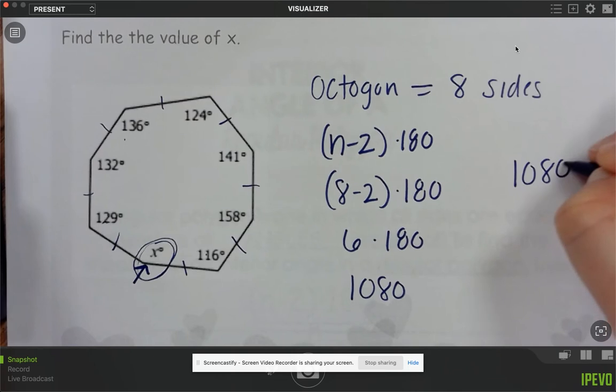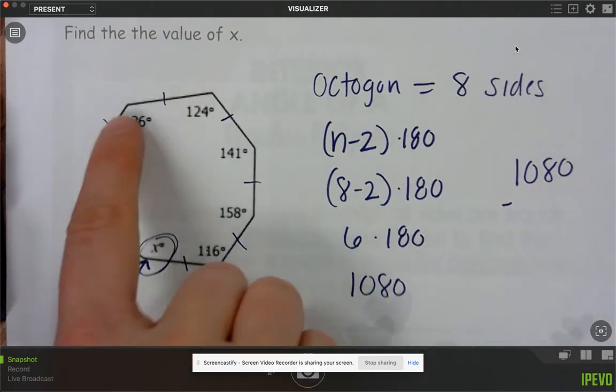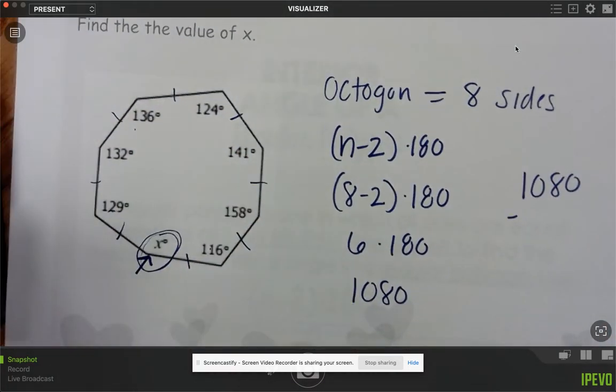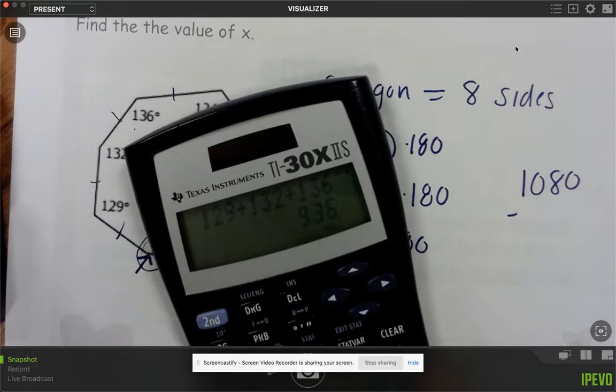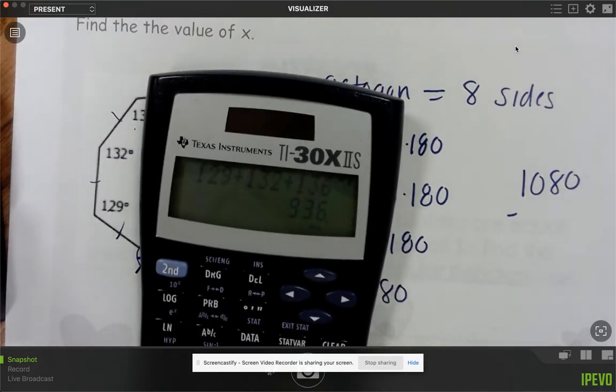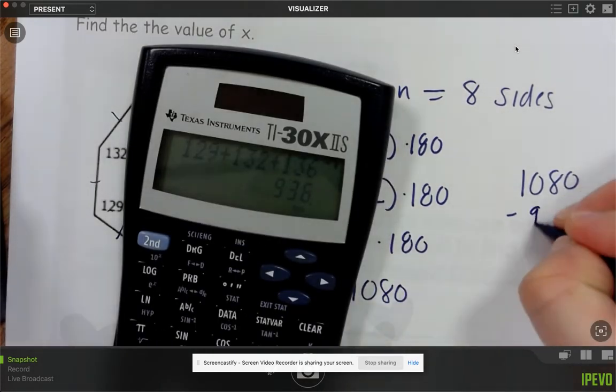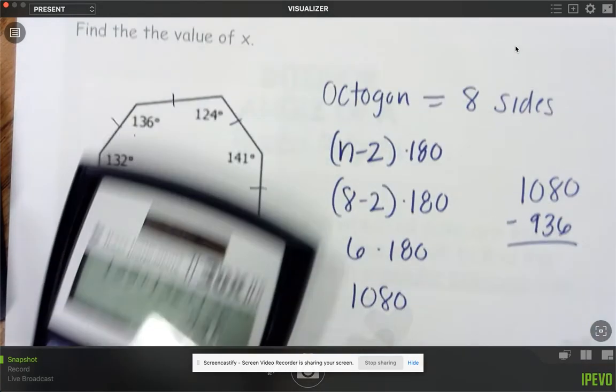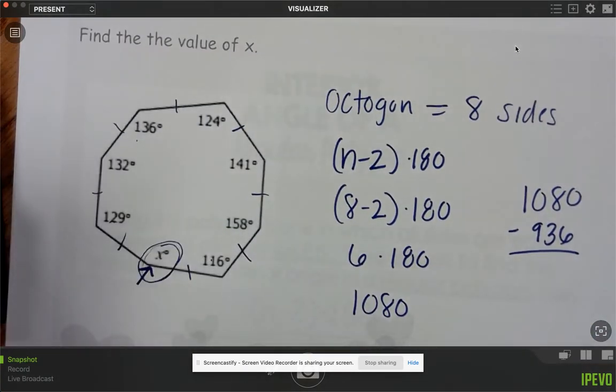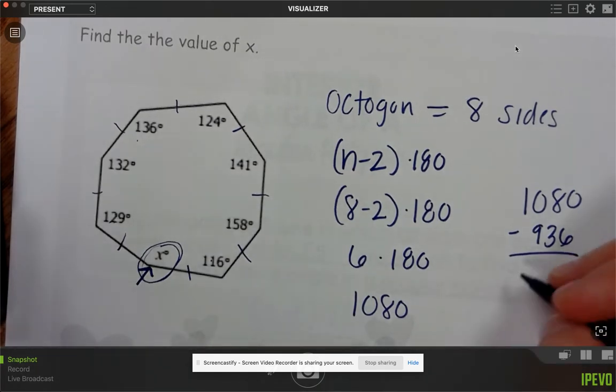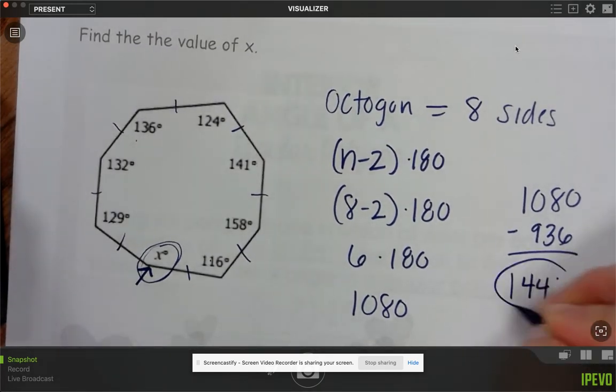So what I'm going to do is take a second and add up all 7 of those angles in my calculator. You should do the same just to make sure I am doing this correctly. So I get, when I add them all up, 936. So now subtract that away from our 1080. We get 144. That is the value of x.